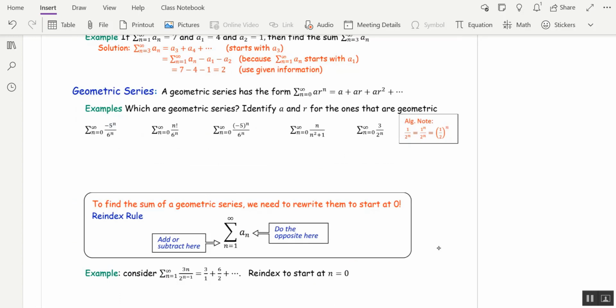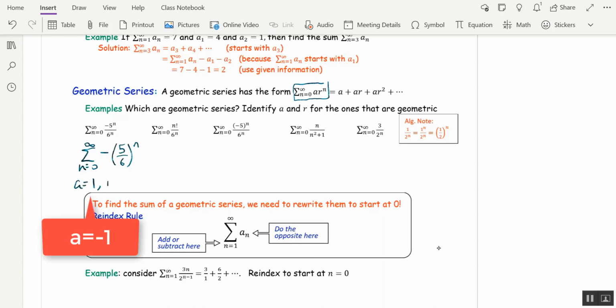A geometric series has this form. It's a constant times some number to the nth power. So let's just go through these examples here and decide which ones are geometric. This first one, let's see, does it look like a times r to the n? No, not yet, but it will in a second. Let me rewrite it. n goes from 0 to infinity. That negative is not being raised to the nth power, so I'm going to pull that out and write 5 over 6 to the n. Okay, those are equivalent. Now it's geometric. a is -1, r is 5 over 6.